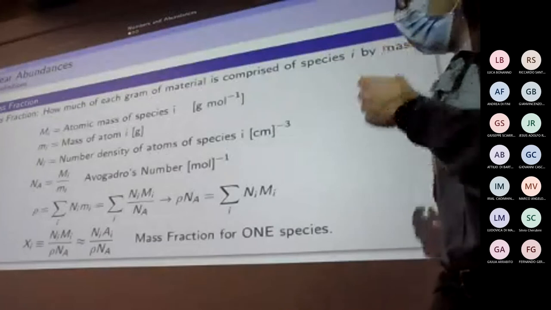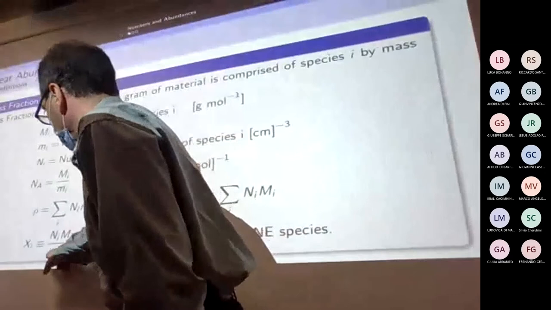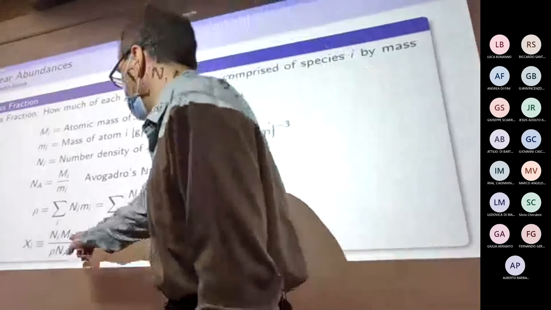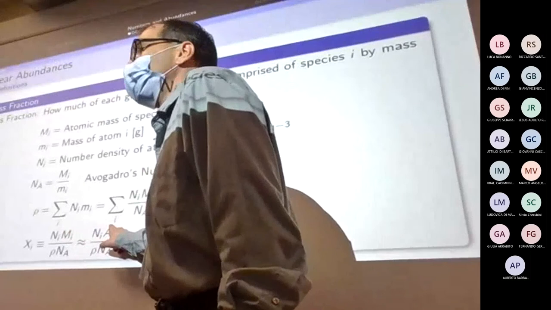And what that is, is the number density of one particular atom times the atomic mass of that atom, all over this quantity here, rho times Na. And by the way, the atomic mass of an atom is roughly equal to its A number. So this is a pretty good approximation.